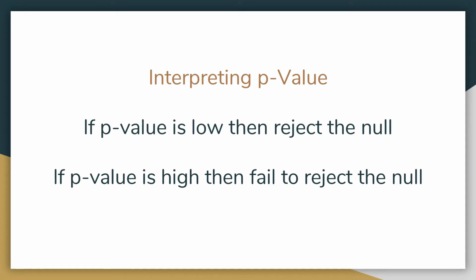So how do we interpret the p-value? If a p-value is low, then we will reject the null. This means that it's statistically significant and that there is more evidence against the null. Now, if it is a high p-value, then we will fail to reject the null.